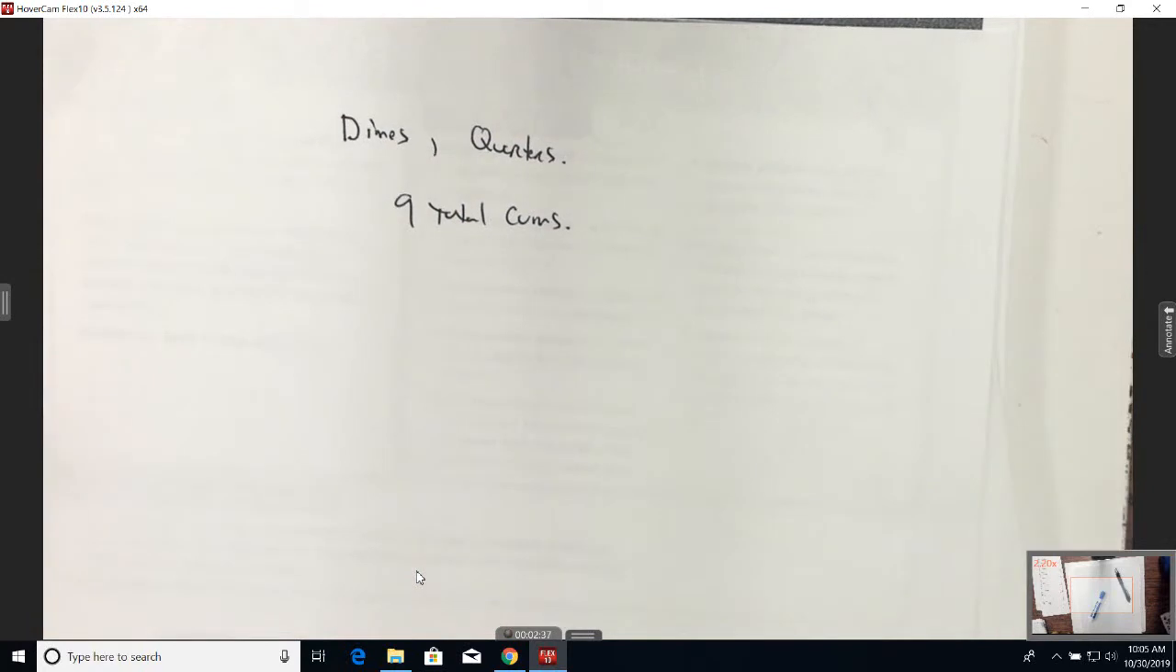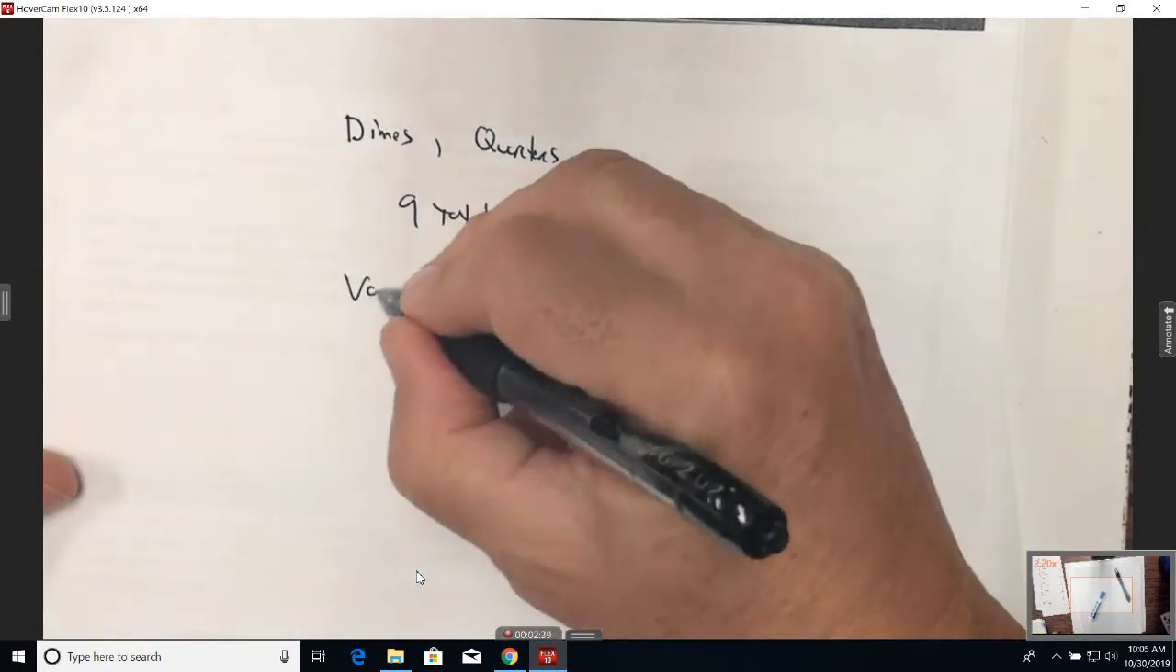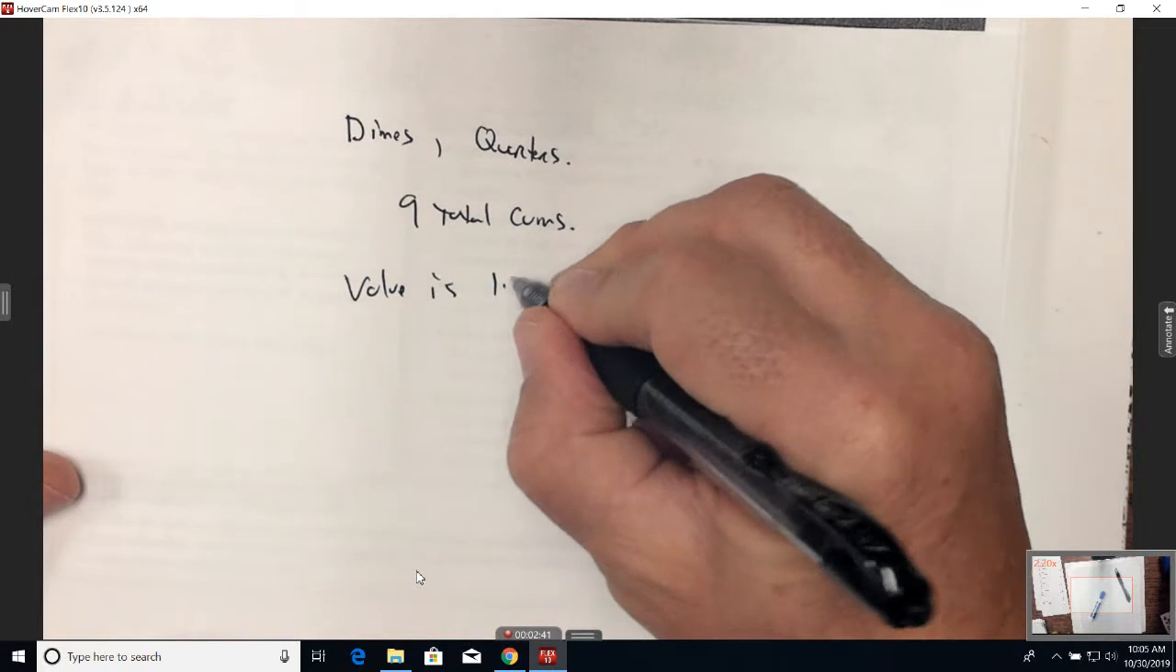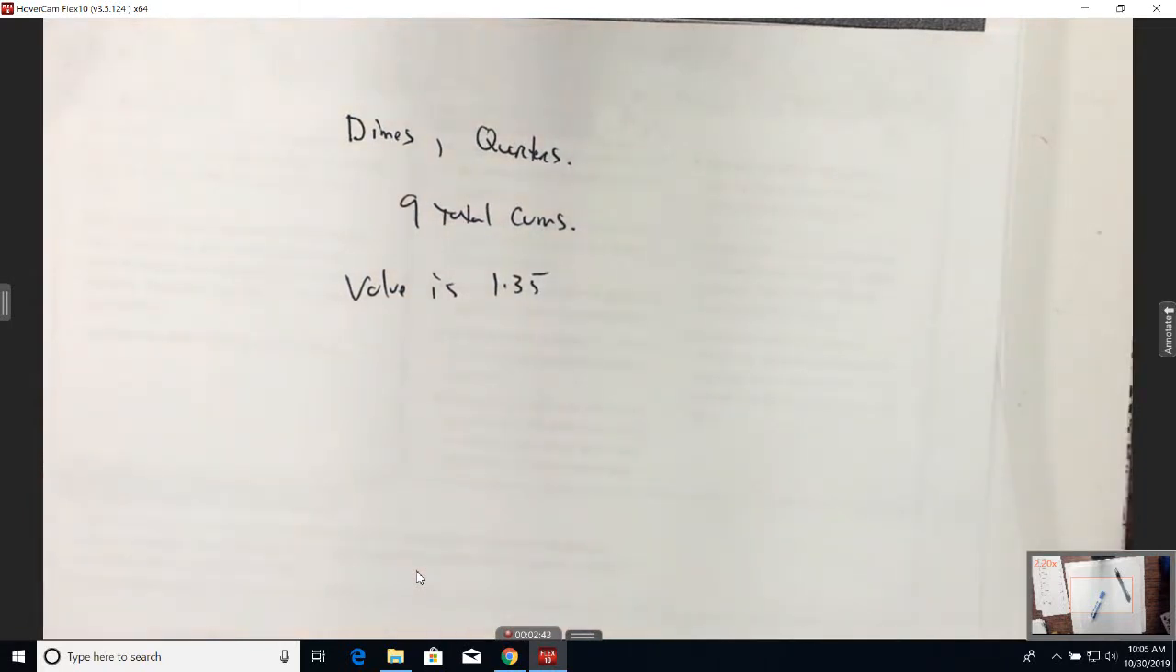Right? And I know also that the value is $1.35. Because I remember seeing that in my hand. I saw 9 coins, and the lady said, after I bought some bubble gum or something, that here's $1.35 and change. And I remember that because she said, I'm sorry, I don't have any dollar bills. So how many quarters and how many dimes do you have?